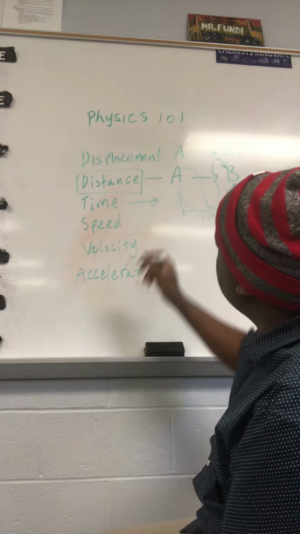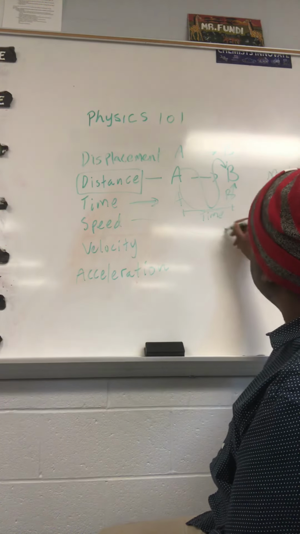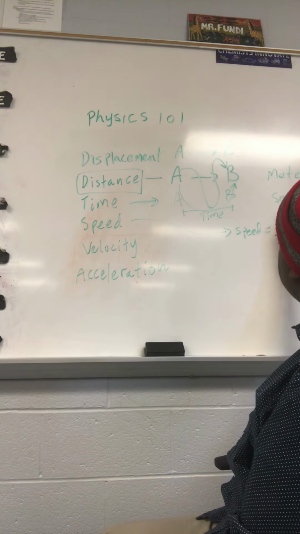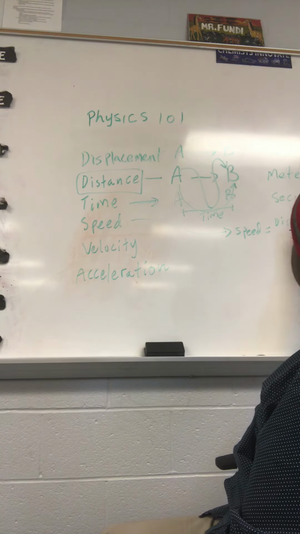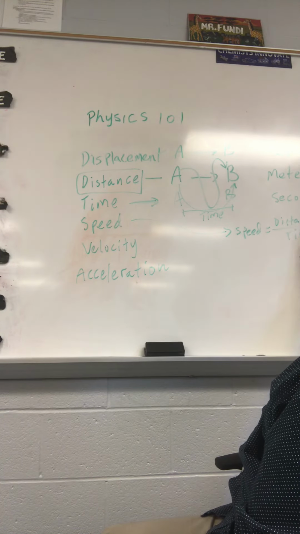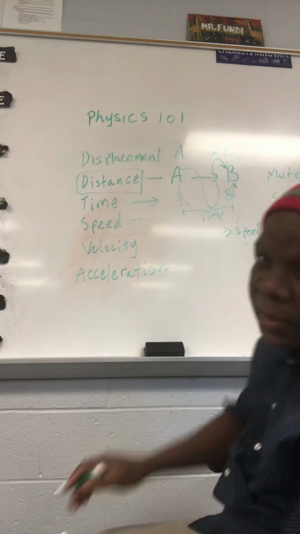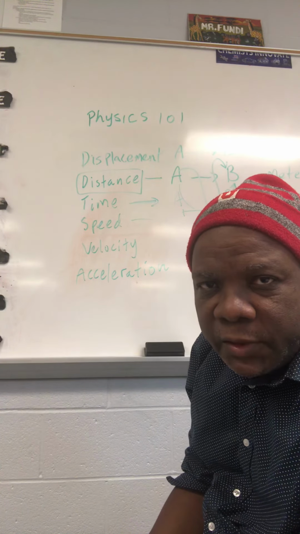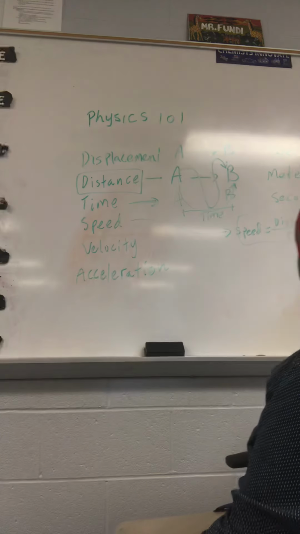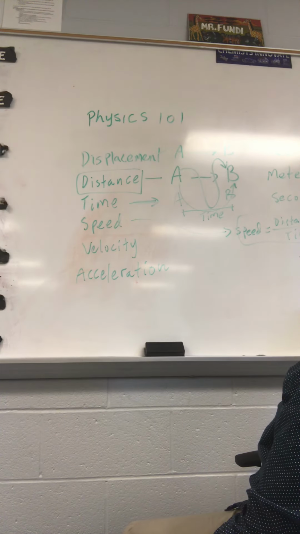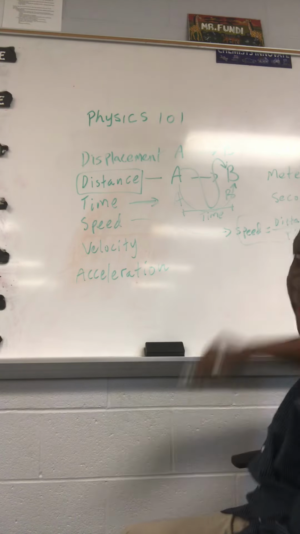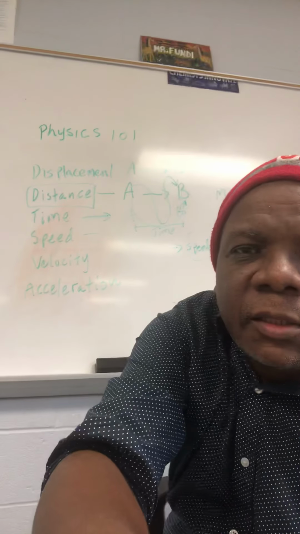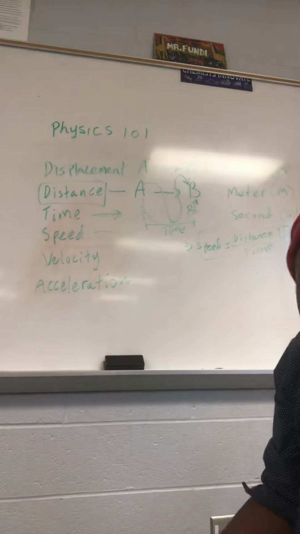Then we have what we call speed. Speed is given by distance divided by time. This is the formula for speed: distance over time. Because we have distance on the top, it will be meters on the top, slash seconds on the bottom. So the SI unit for speed is meters per second.